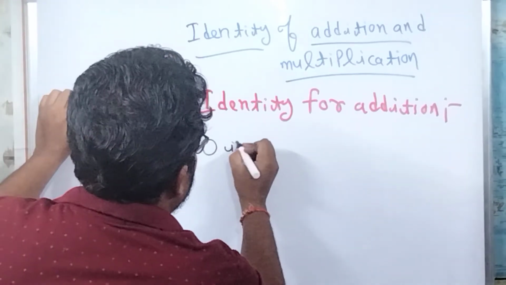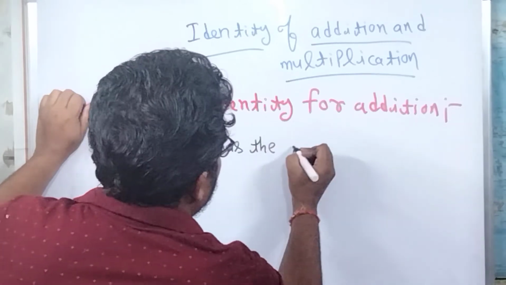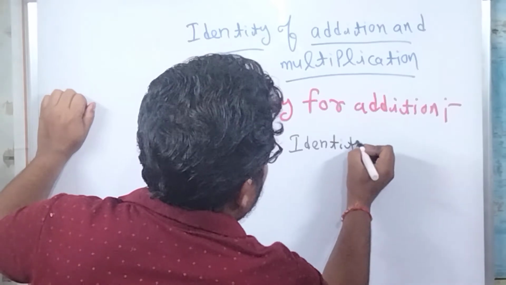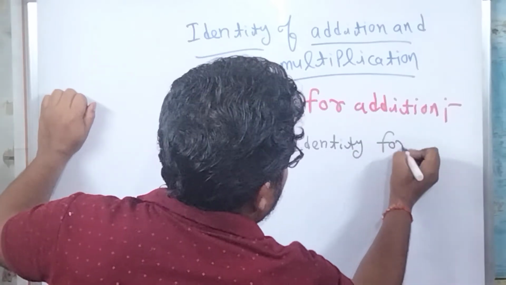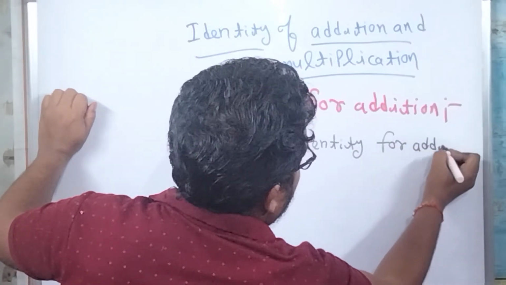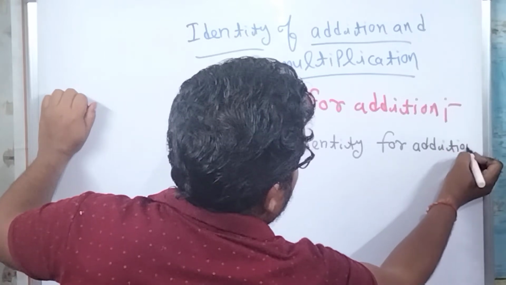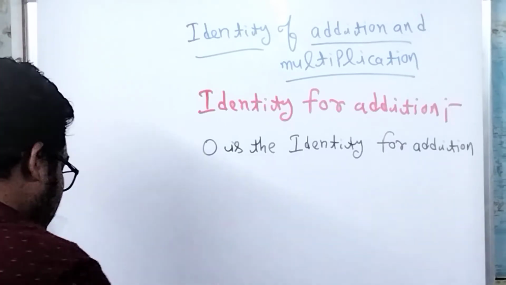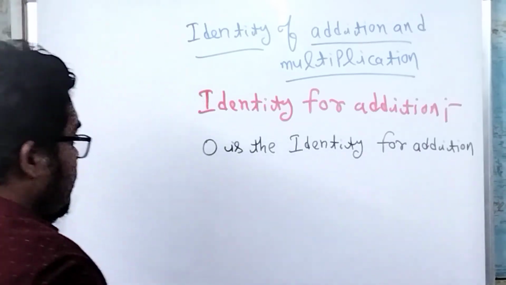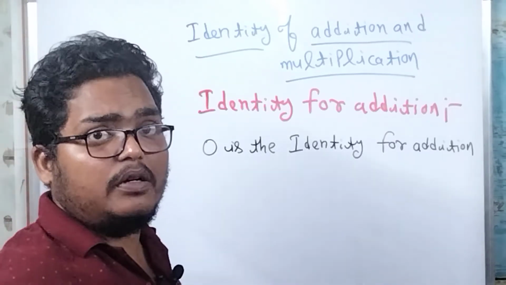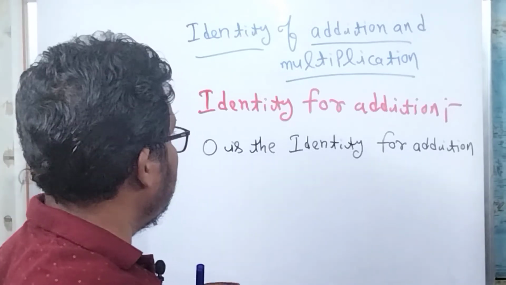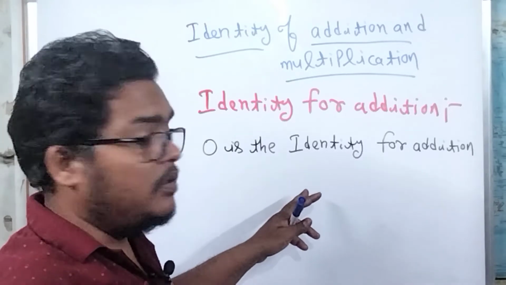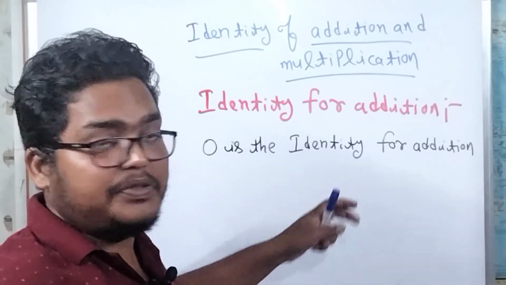Zero is the identity for addition. We see some examples. Any number of our number system, when we add it to 0, the result is the number itself.